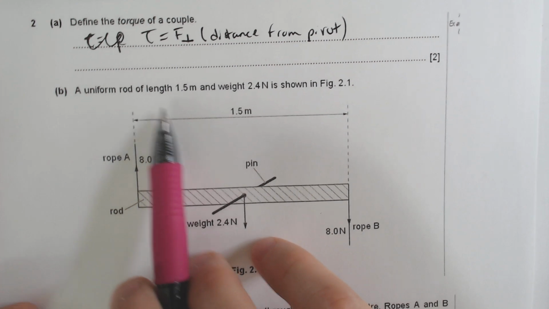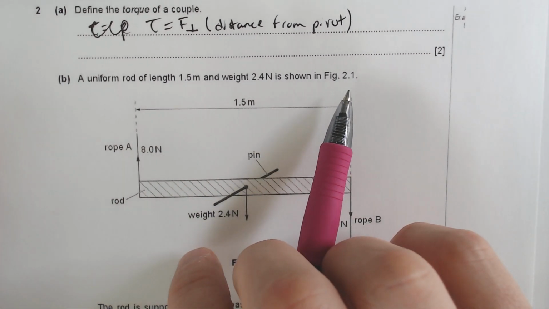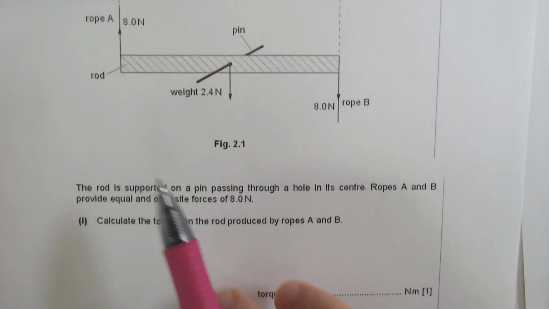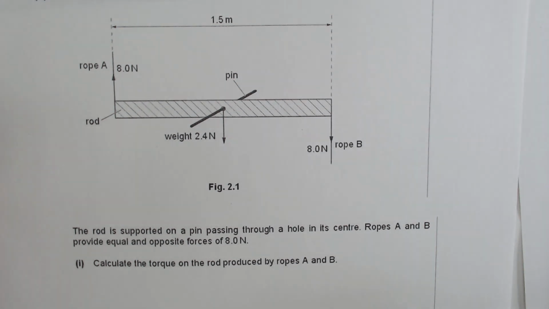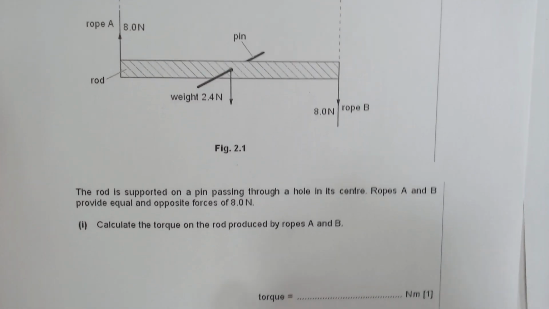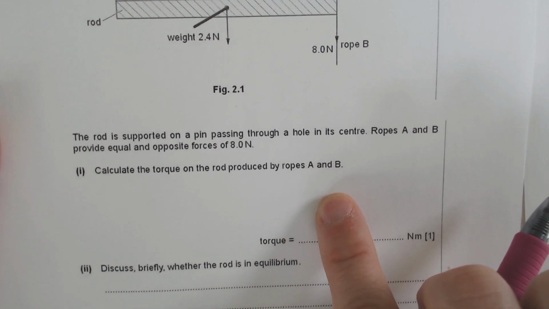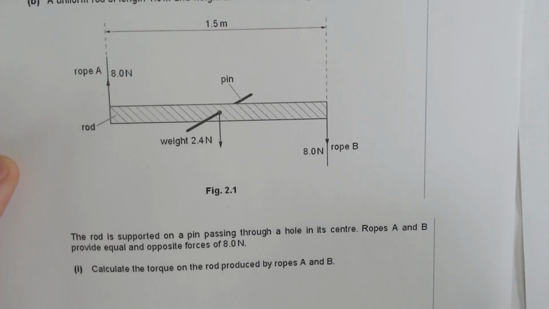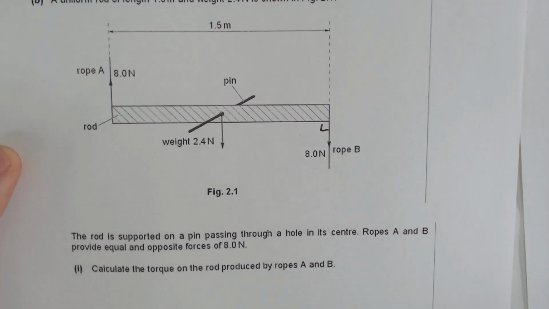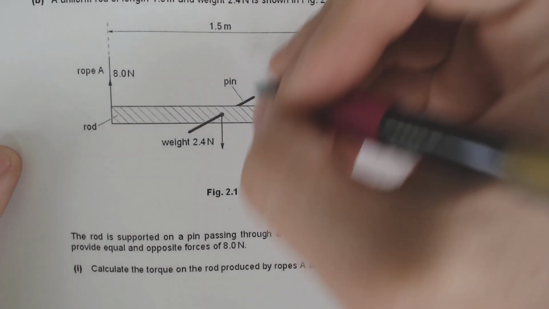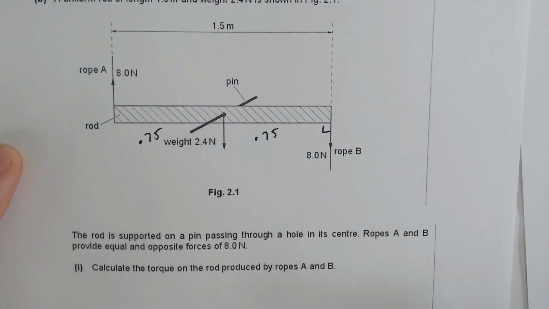So here we have a uniform rod, length 1.5 and a weight of 2.4 as shown in figure 2.1. The rod is supported on a pin that passes through it, so it's going to be able to pivot and rotate around this, or not rotate, depending on the circumstance. It wants us to calculate the torque on the rod produced by ropes A and B. Both A and B have an 8 Newton force, and they are both perpendicular to it, so we don't have to worry about the sine of the angle. And they are both 0.75 away when you take that 1.5 and divide it in half.